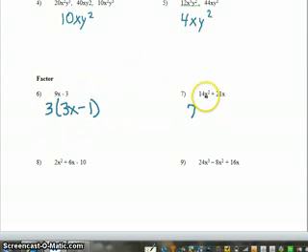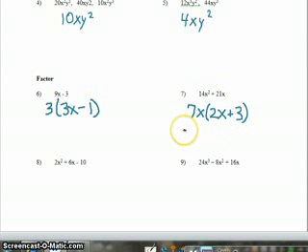Okay, on 7, these are both divisible by 7, so I can take a 7 out. I can take an x out of x squared, and I can take an x out of the other term, so I'm going to put 7x, because I know that goes into both of them. 14 divided by 7 is 2. X squared divided by x is x. Plus 21 divided by 7 is 3. Divided by x is 1, I don't have to write that. So our factors are 7x and 2x plus 3.